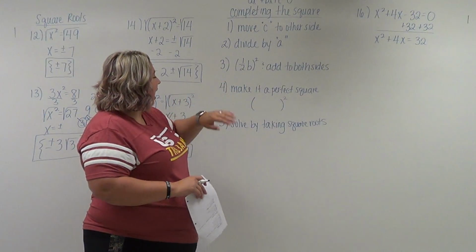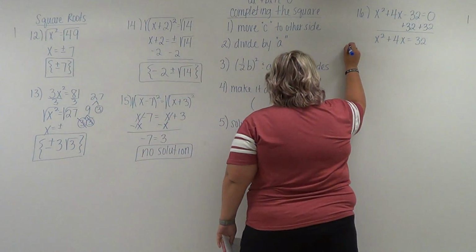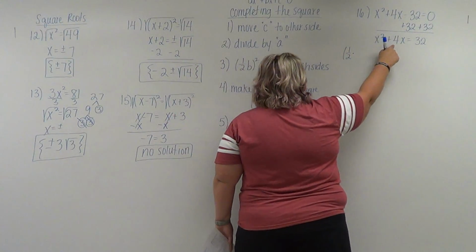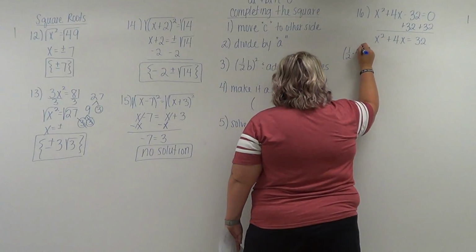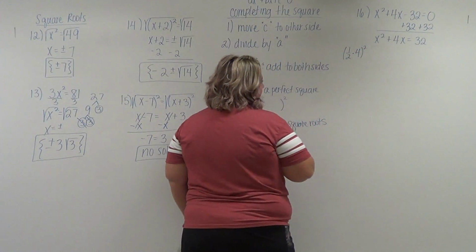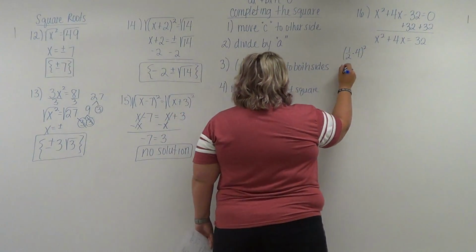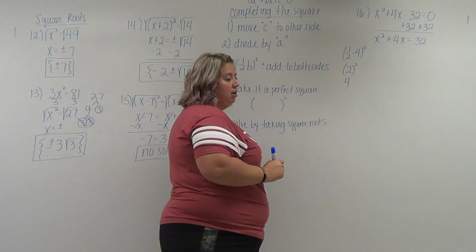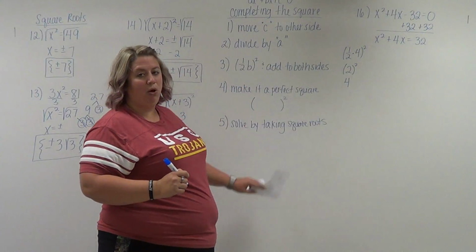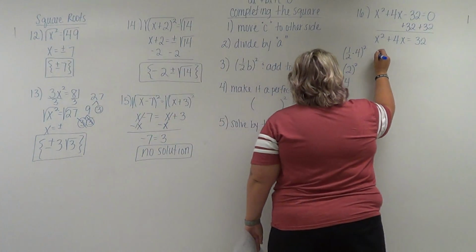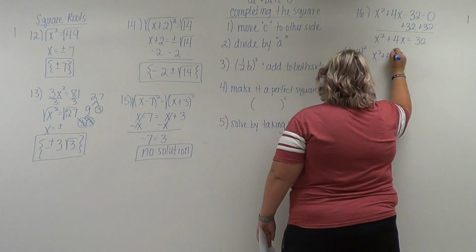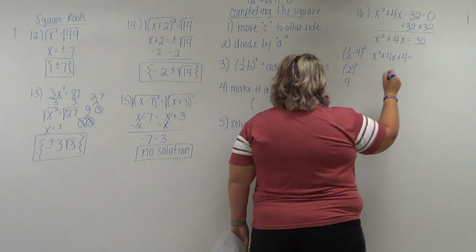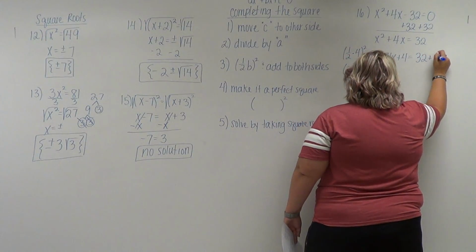Okay, step 3, we're going to take half times b, and we're going to square it. Well, b is 4. That's my number in front of x. We're going to take a half times 4, and we're going to square that. Well, a half times 4 is 2, and 2 squared is 4. And it says add to both sides. So then I would have x squared plus 4x plus 4 equals 32 plus 4.